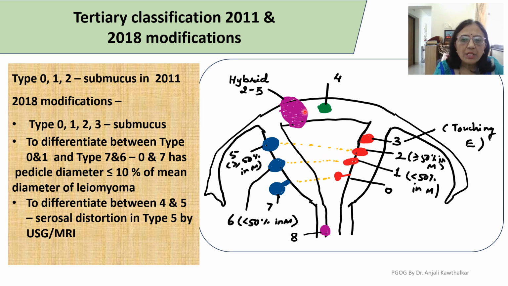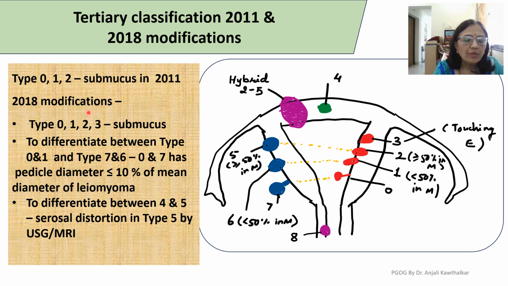Hybrid is the one which has, for example, 2-5. Here the relationship of a myoma with the endometrium is described first, followed by its relationship to the serosal surface. Here type 2 is greater than or equal to 50% in the myometrium. Similarly, 5 is greater than or equal to 50% in the myometrium, but it is slightly bulging outside the serosal surface. That is why this myoma is a large one, showing the characteristics of both 2 and 5. So it is described as a hybrid 2-5.